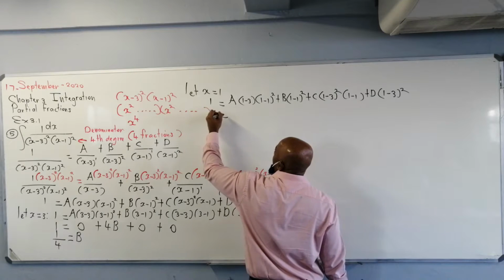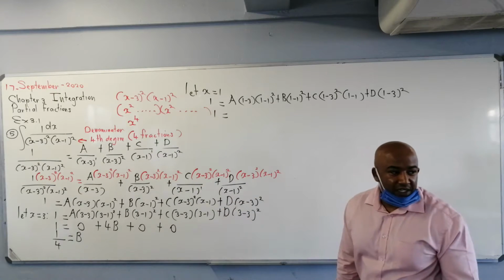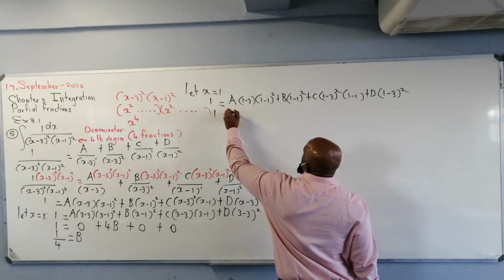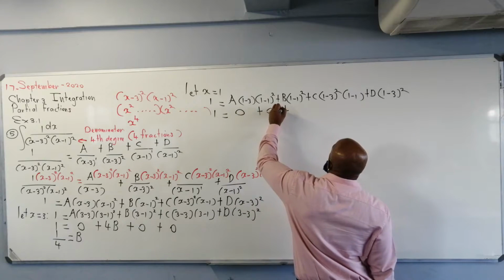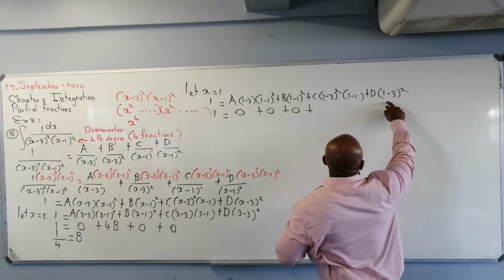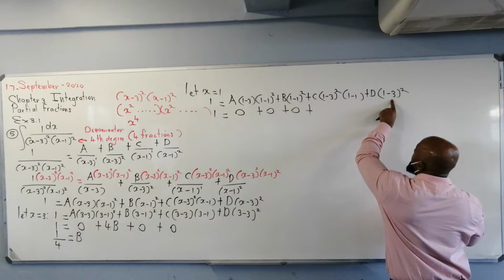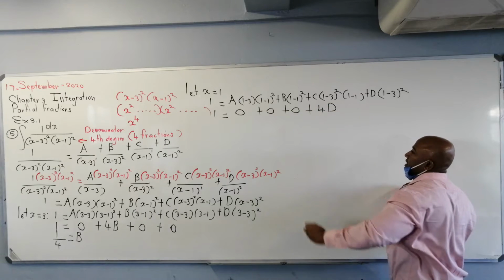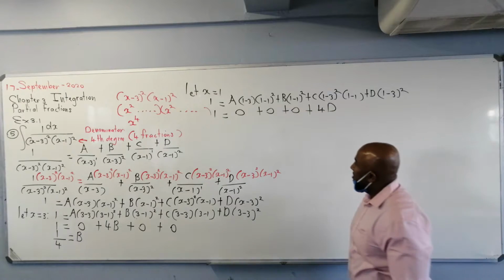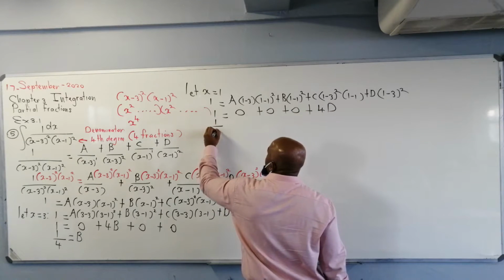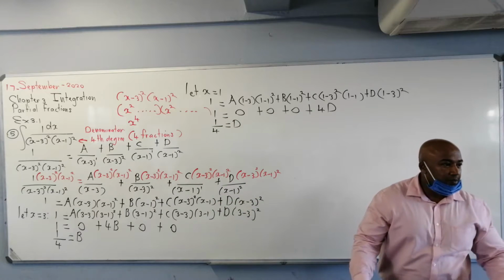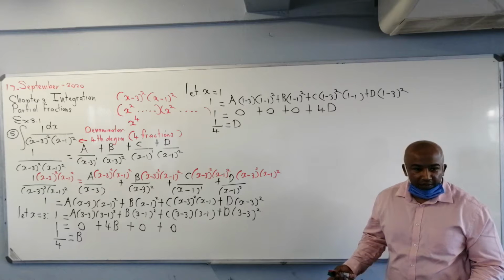So now 1 is equal to, wherever you have 1 minus 1, you know it's going to be 0. 0 times anything is 0. That's a 0 there, 0 there, 0 there. And only this one we can work out. 1 minus 3 is minus 2. Minus 2 squared is 4d. Alright. So now 1 over 4 is equal to d. So we got b, we got d.